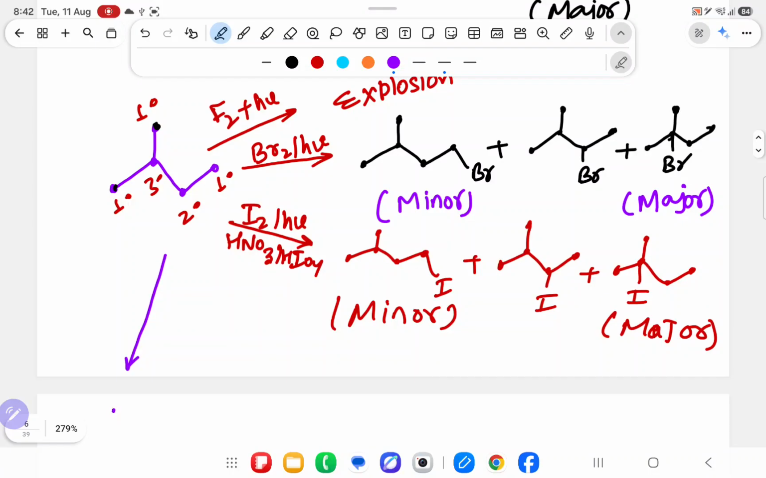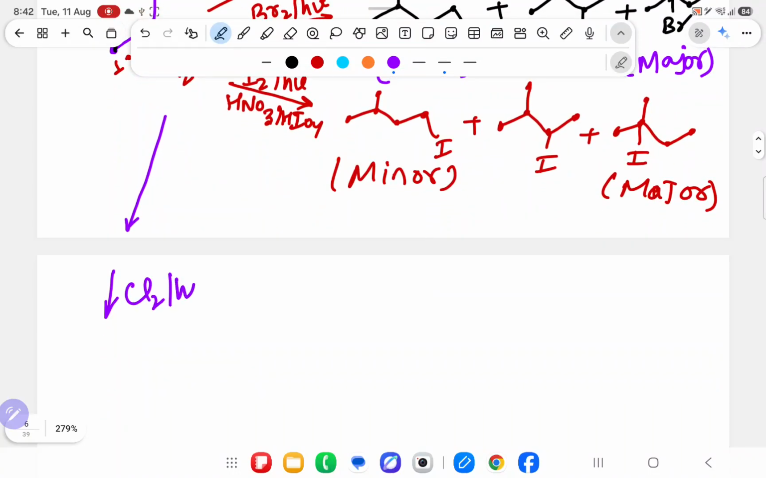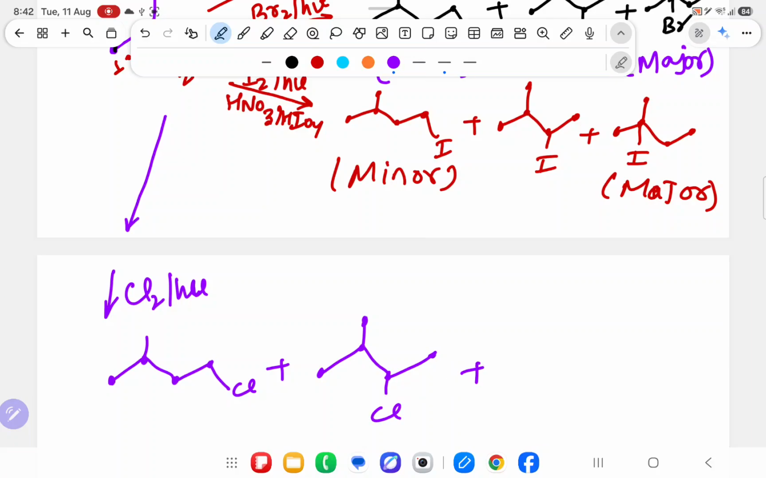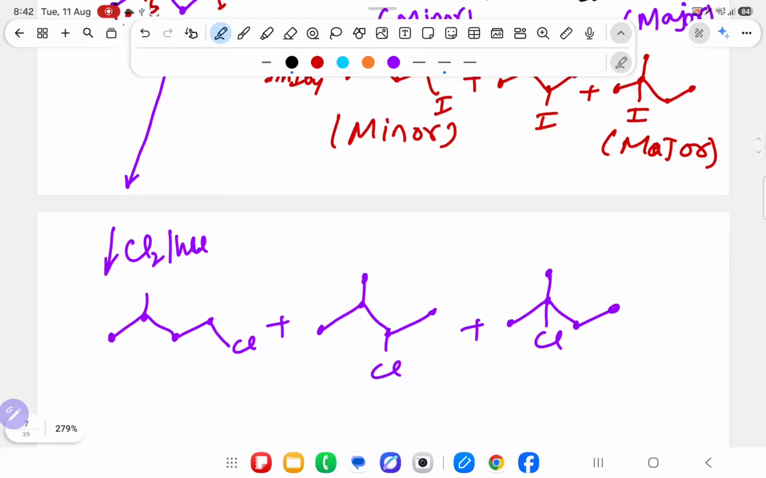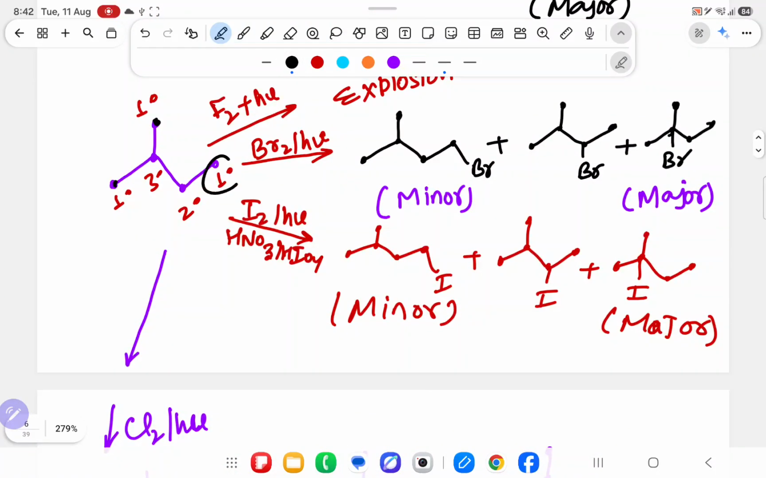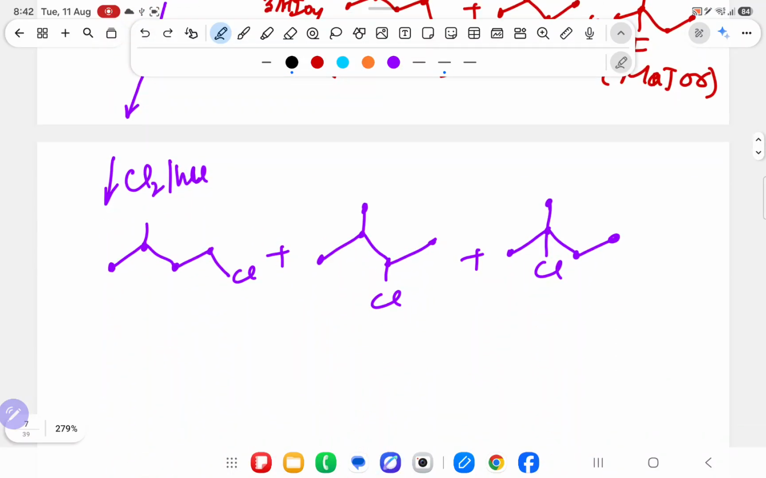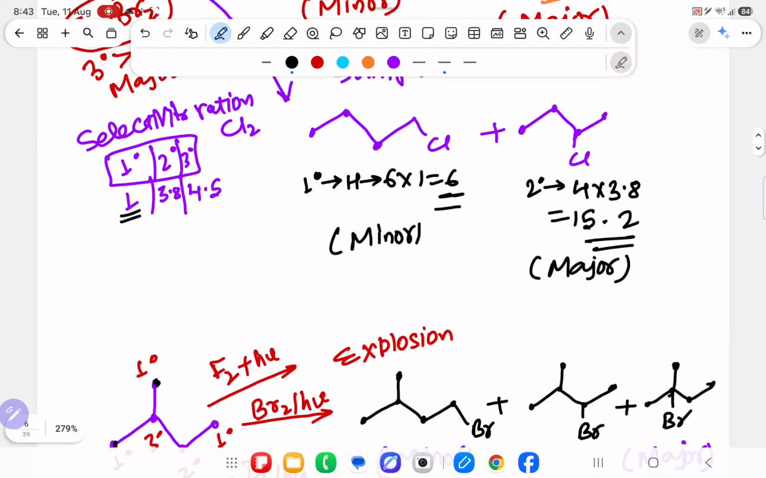But if they have given chlorine in the presence of hv, first you will make the product 1, 2, 3, 4. Over here chlorine, another product 1, 2, 3, 4, 5. Over here chlorine. Over here chlorine. Now in the original structure check how many 1 degree? Sir, 1, 2, 3. 3 1 degree carbons. In that how many hydrogens? Sir, 3, 3, 6, 3. 9 hydrogens are there. So 9 into the 1 degree selectivity value of 1. Here it is written: selectivity ratio for 1 degree is 1, 2 degree is 3.8 and 3 degree is 4.1.